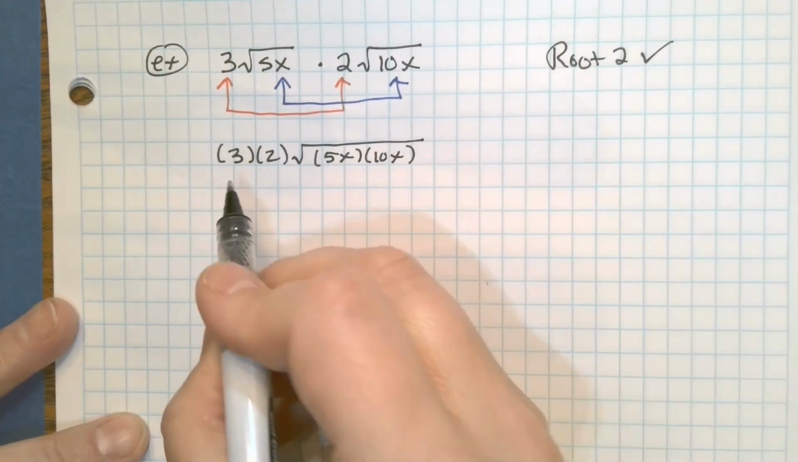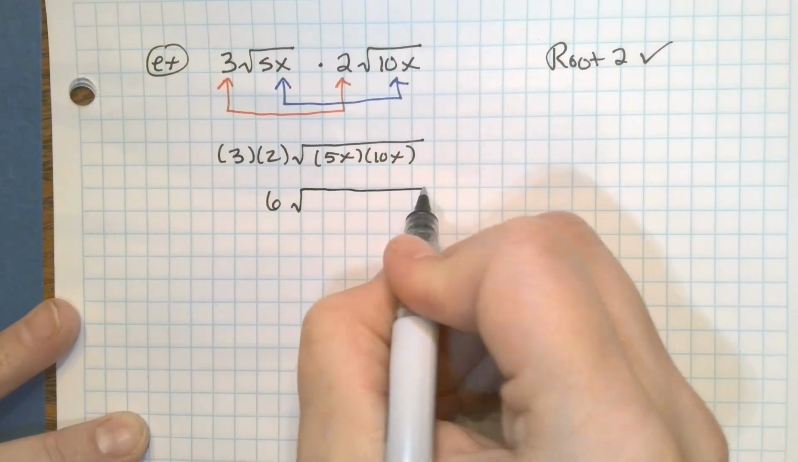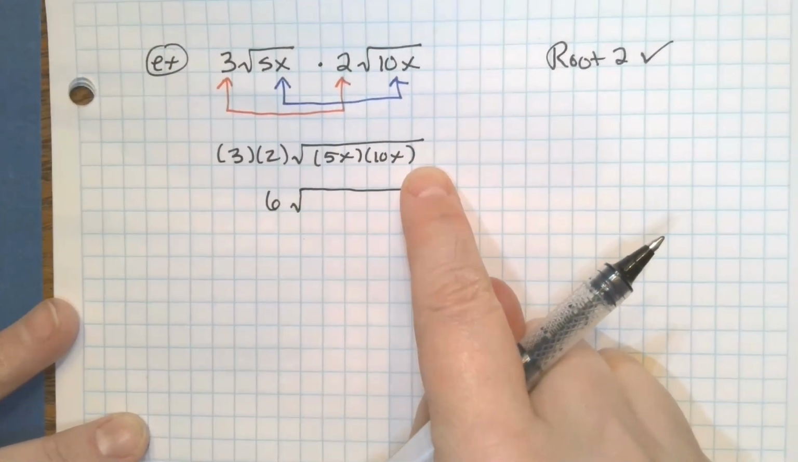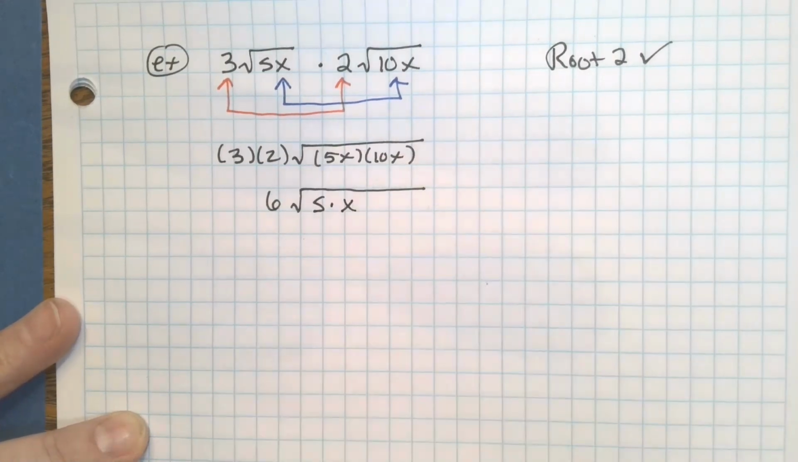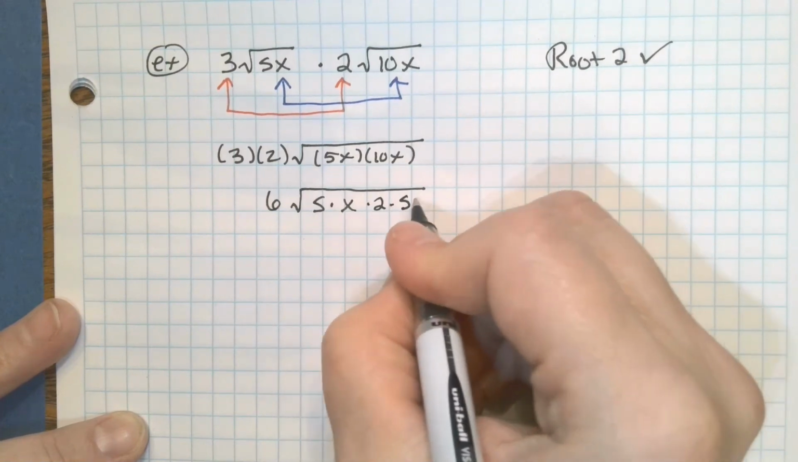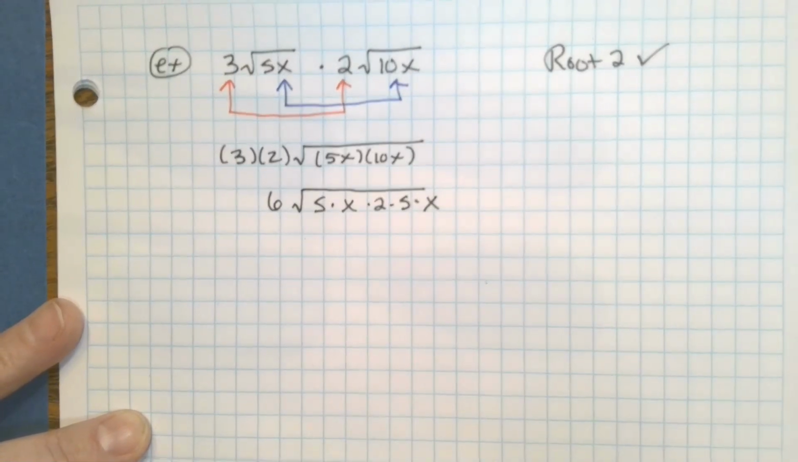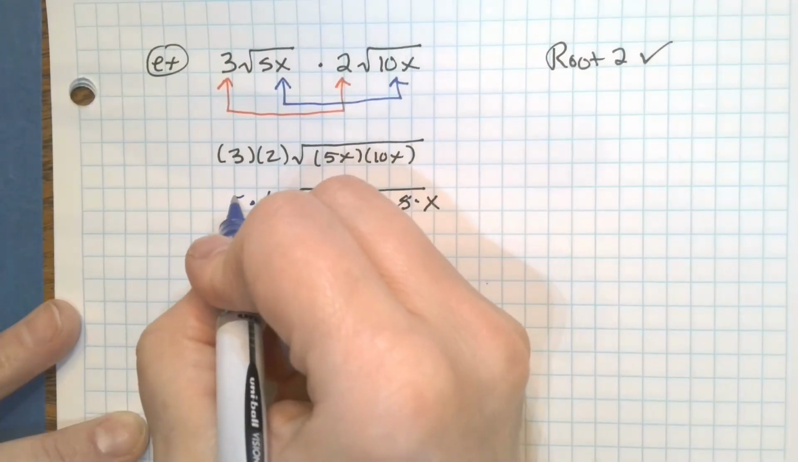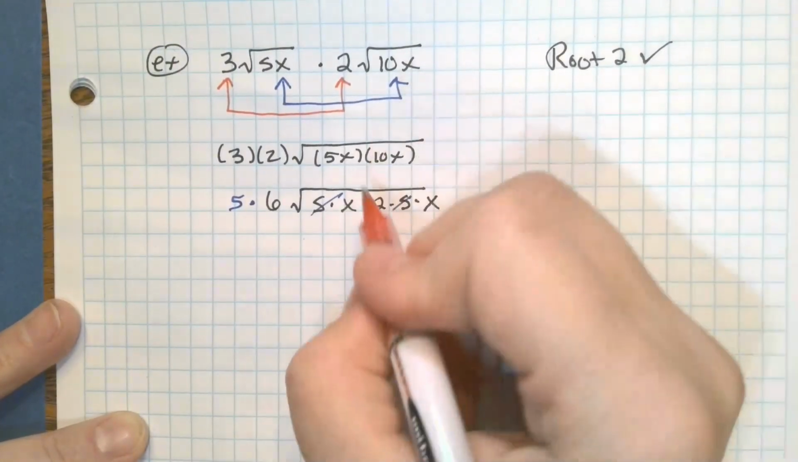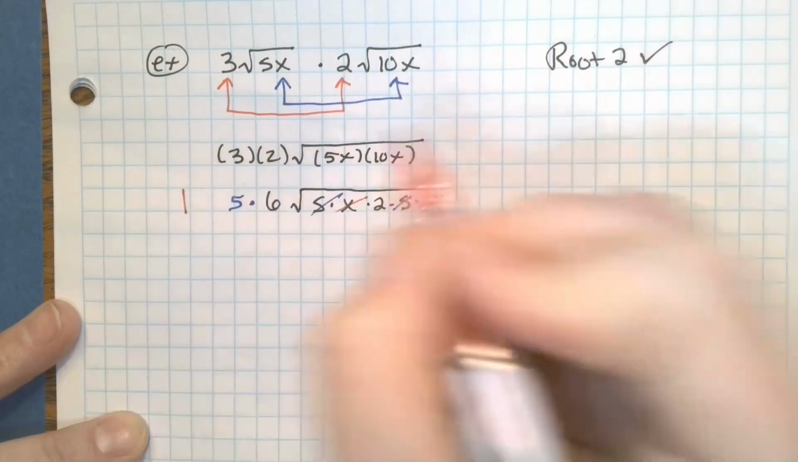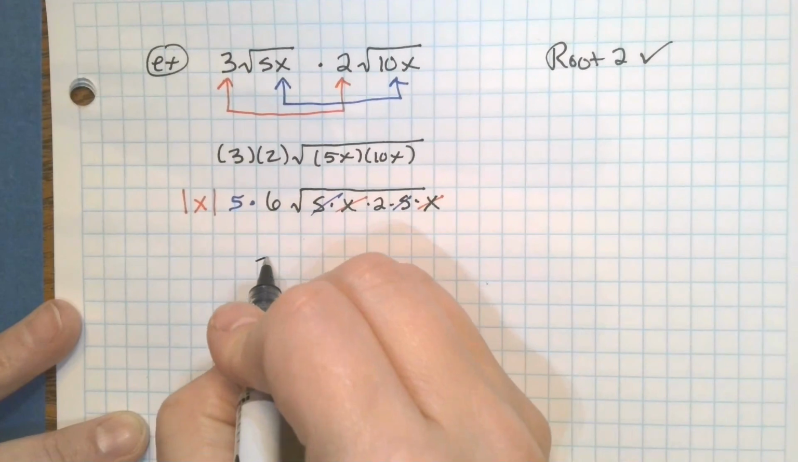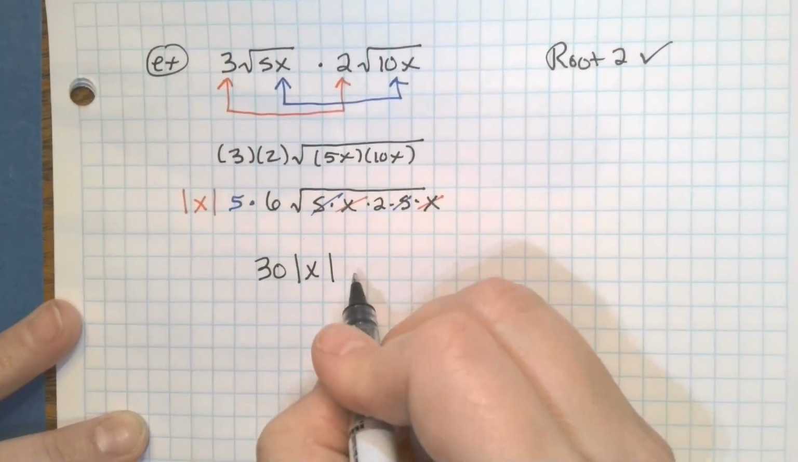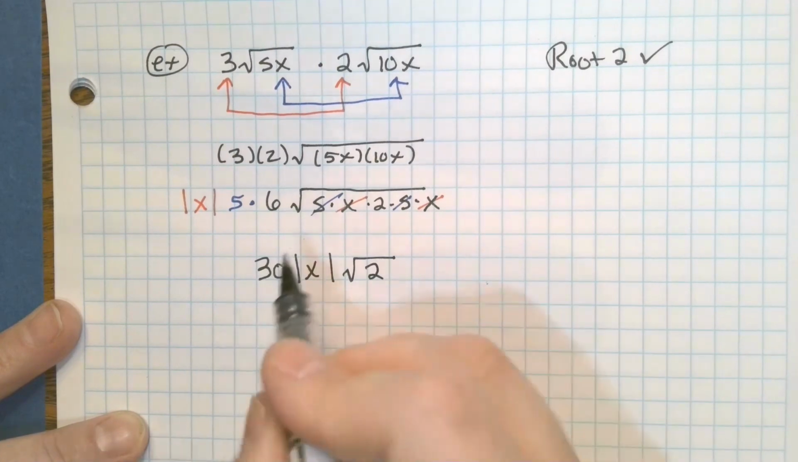Now we can simplify. 3 times 2 is 6. I could multiply these together, but since I have to prime factor them right back out again, I'm going to skip that. So 5x is 5 times x. 10 is 2 times 5, and it has its own x. So 5 and a 5, 1 comes out. An x and an x, 1 comes out. We have a root 2, so it's absolute value of x. And all that's left is a lonely 2. So 6 times 5 is 30. Absolute value of x. Square root of 2, because that's all that's left.